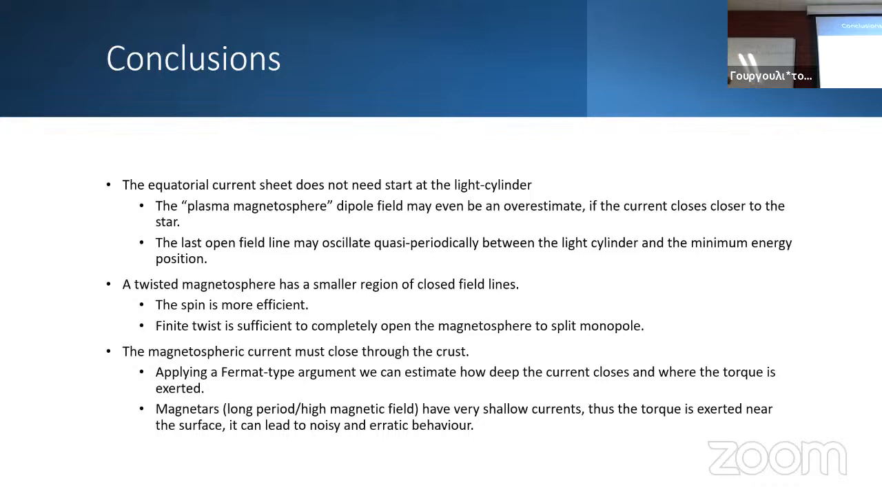And then, thinking of the magnetospheric currents, they must flow somewhere in the crust. And we have proposed a Fermat-type argument to see how deep they penetrate. While most of the results are reasonable, it's still a good question to answer. If we think of magnetars that have long periods and high magnetic fields, they will have very shallow currents. So actually, we will need to put this enormous torque near the surface. And now, since the surface could fail at some point, we can have this noisy and erratic behavior. So I'd like to stop here, and I'll be happy to take questions.